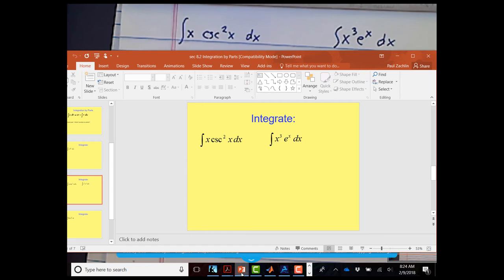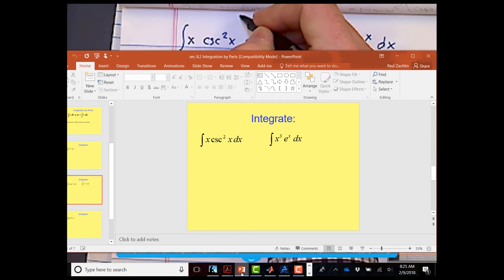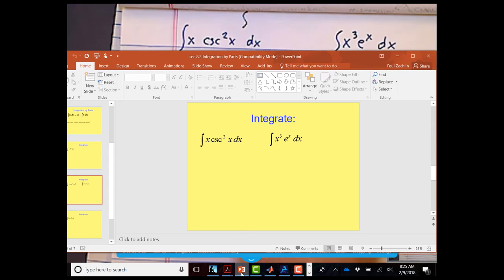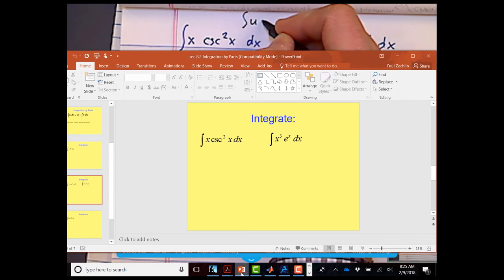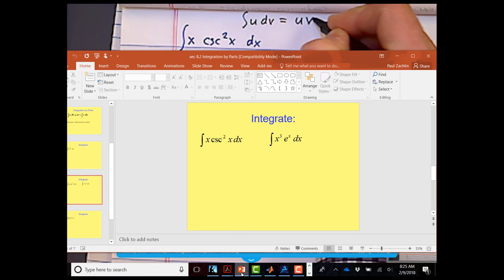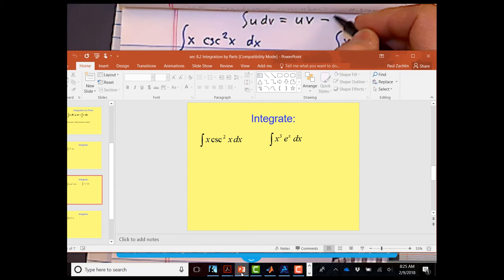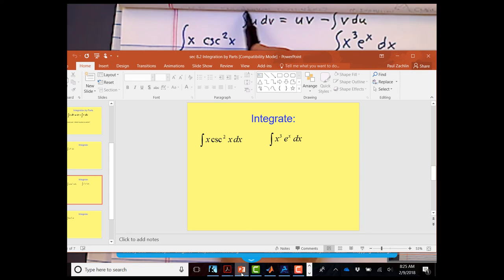And maybe right here at the top before we start, let's write down the formula again. Do you guys have it memorized yet? The integral of u dv is equal to u times v minus the integral of v du. So there's the formula that we want to use all weekend. You guys will have a lot of fun with this, right? Okay, so let's look at the two problems.